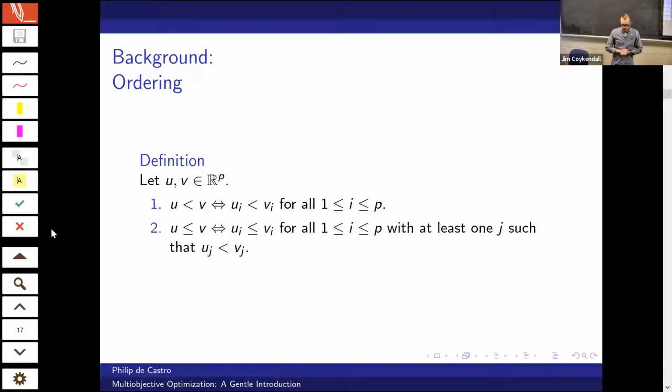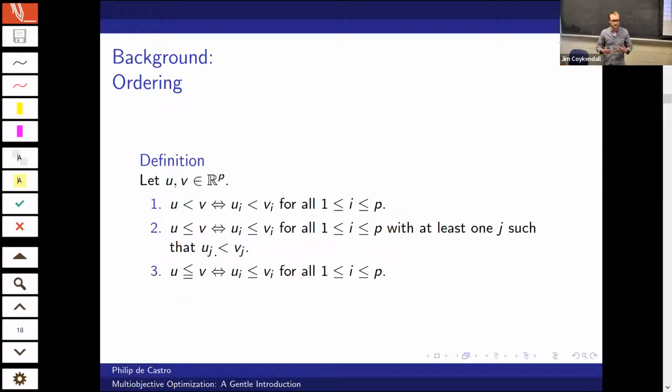Then we have u is less than or almost equal to v, which is the way that I read this. I don't think this is standard practice, but it helps me keep things straight in my head with some of these different orderings. u is less than or almost equal to v if and only if each component of u is less than or equal to v, with the exception that you have to have at least one component that is strictly less than v. Okay, right? So you can't have exact equality here. You have to differ in at least one component. So that's why I call it less than or almost equal to.